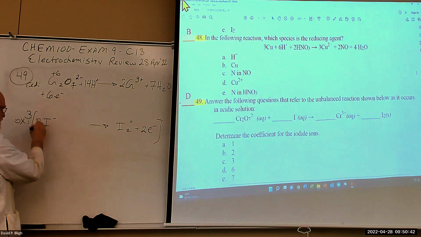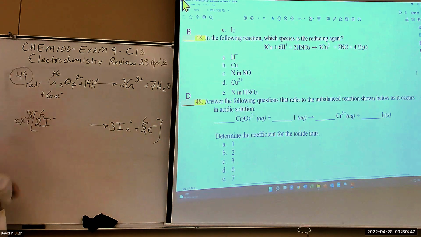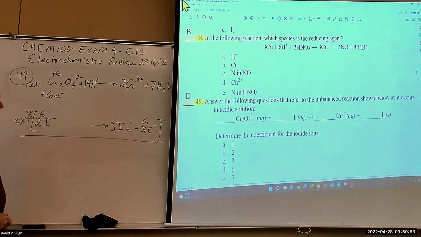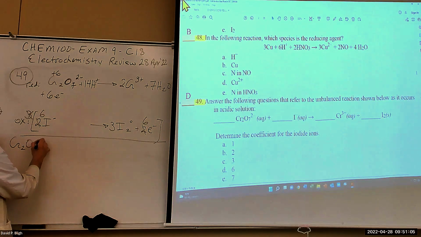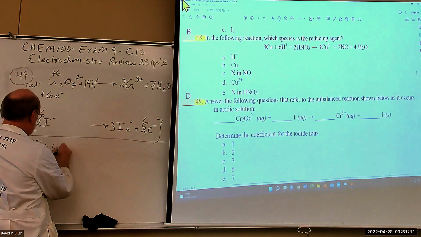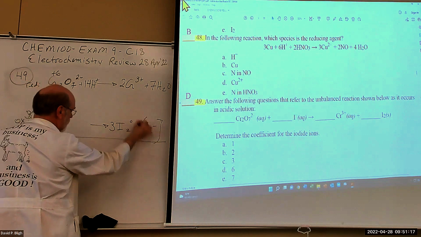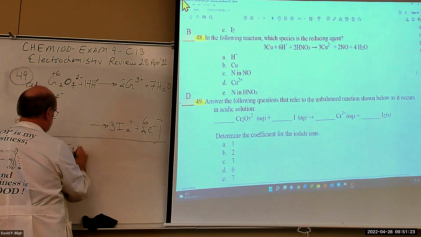Okay. So that makes this a 6, this is a 3, and that's a 6. All right, so now we have 1 dichromate ion. Let's keep in the same order. Next, iodine, 6 iodide ions. And then we got rid of the electrons, they balance. Now on this side we have 14 hydrogens.